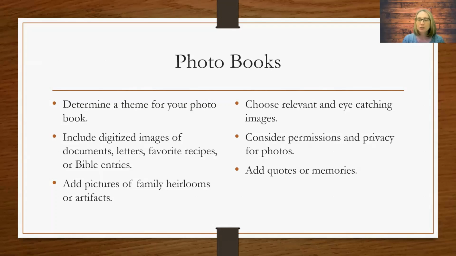You can also add pictures of family heirlooms or artifacts. So if you have those items, if you have a piece of furniture, or you have a quilt that someone crocheted or knitted, you take nice pictures of those items and include them. And then in the caption, you can include what it is, who made it, if you have a special memory attached to that item. Those are types of things that you can include with your photo books, either as a caption or a small aside.